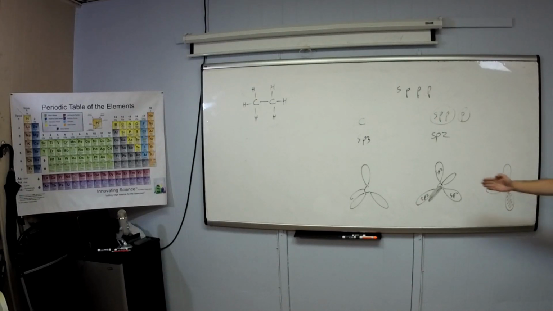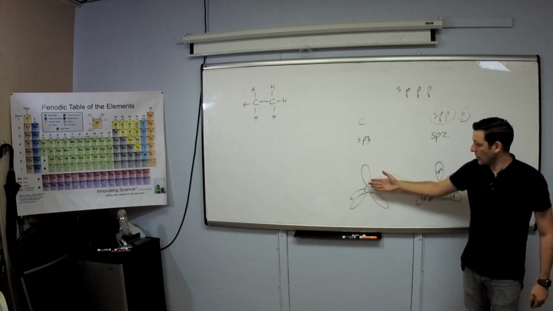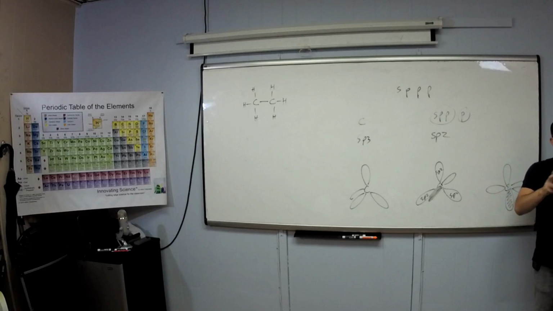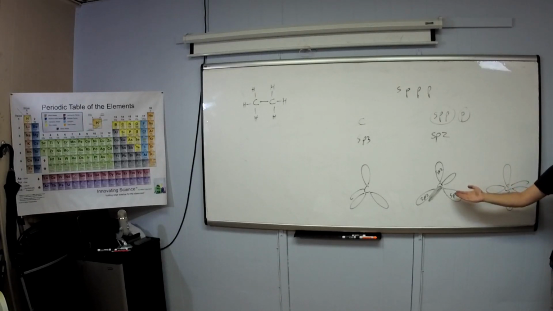You know what this looks like? The sp3 orbitals look like a tetrahedron. But when you have sp2, take the 3 sp2 orbitals and the p orbital that cuts through them, and it looks like a trigonal bipyramidal. Doesn't it look like those 5 lobes of a trigonal bipyramidal?